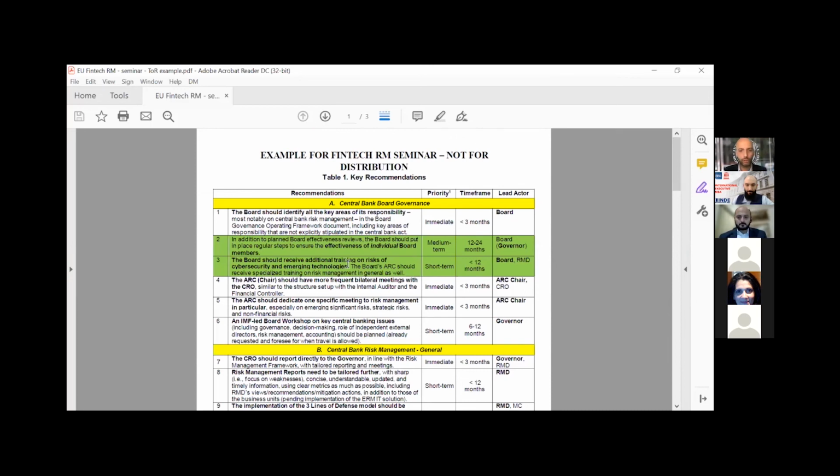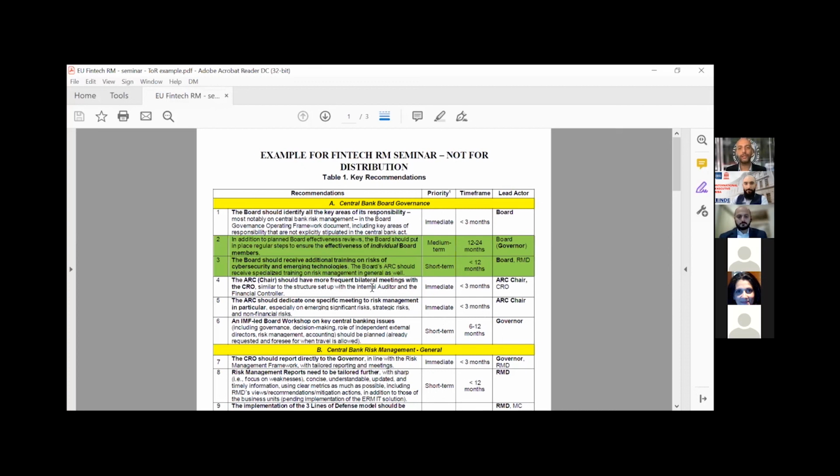The green ones are the ones I just wanted to flag to you. So you see we have a column with recommendations, with a priority, a time frame, and a specific lead actor. So we want the central bank to know also whom we think should start taking the initiative on these specific recommendations. So on governance as a whole, you see that we really put a strong focus on the involvement of the governor and the board for risk management, and especially for risk management of fintech components.